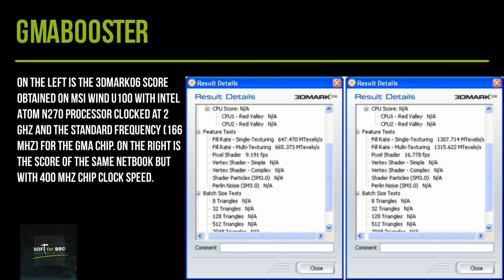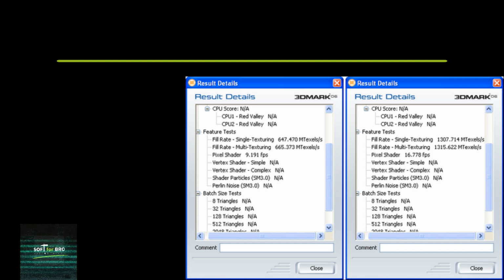Currently, Intel GMA 950 and GMA 500 graphics chips are mainly used in netbooks and notebooks. On the left is a 3DMark result obtained on an MSI Wind with an Intel Atom processor clocked at 2 GHz and the standard frequency of 166 MHz for the GMA chip. On the right is the score of the same netbook, but with a chip clock speed of 400 MHz.